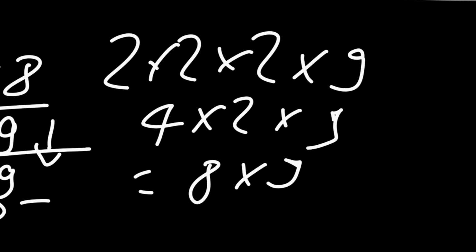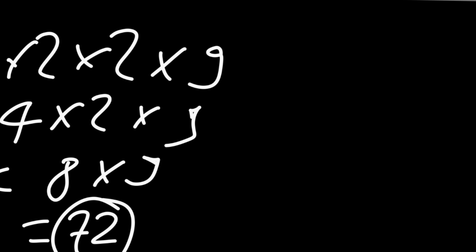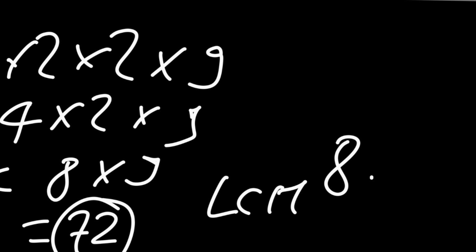8 into 9 is 72. This is our LCM of 8 and 18. Let's do one more example, or one more question. Let's bring a bigger number, 64 and 92.